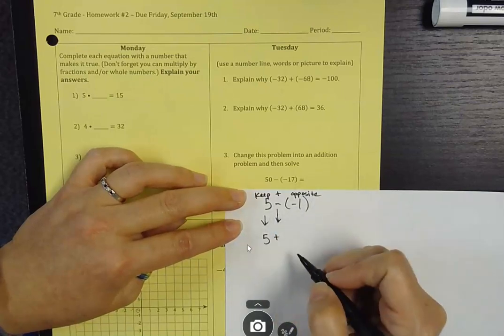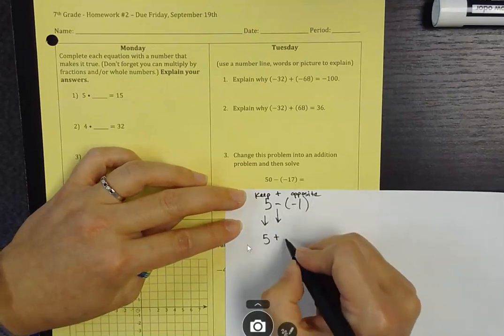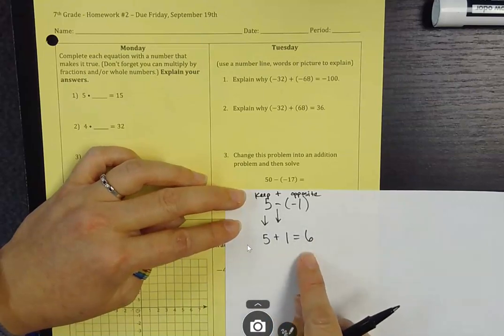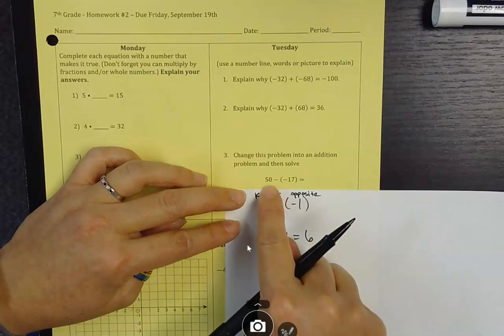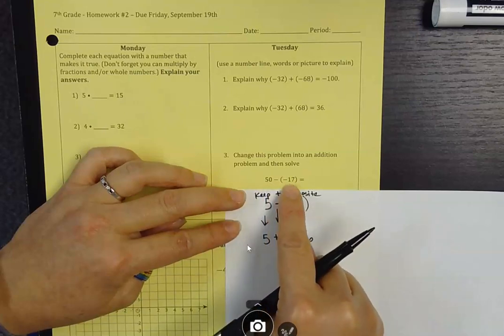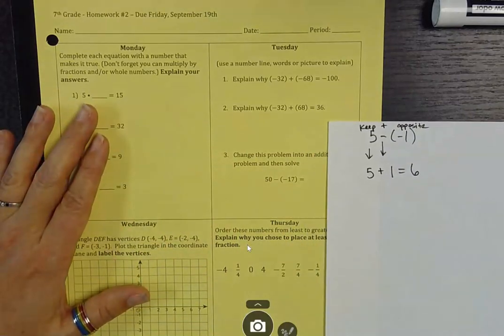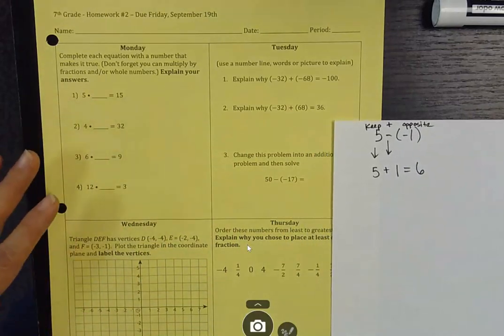Whenever it's subtraction, you can always do this. The opposite of a negative 1 is a positive 1, and then it's really obvious that this is 6. Okay, so you can change this, keep that one, change it to a plus. What's the opposite of negative 17? And then solve that problem. So pause there if you need that one.